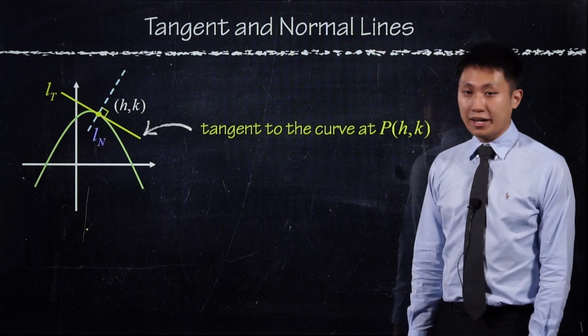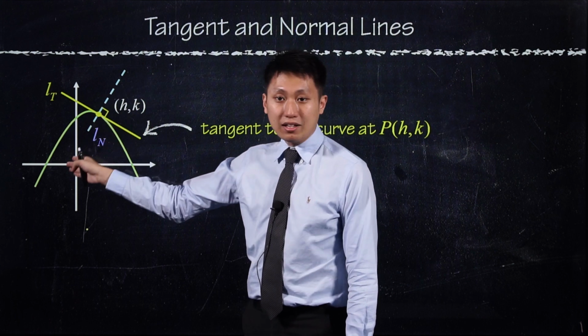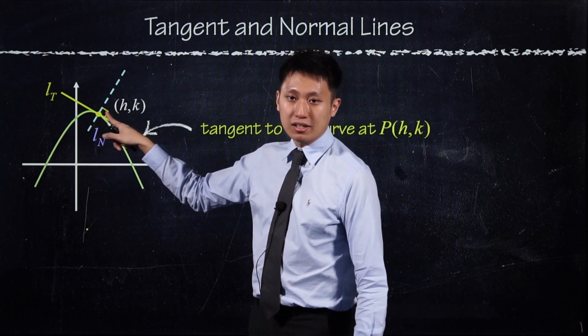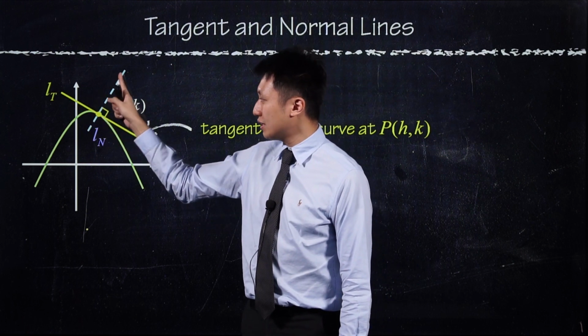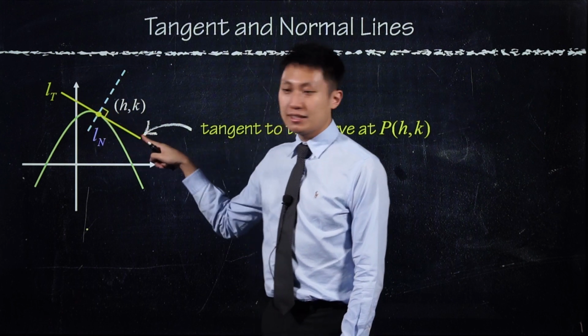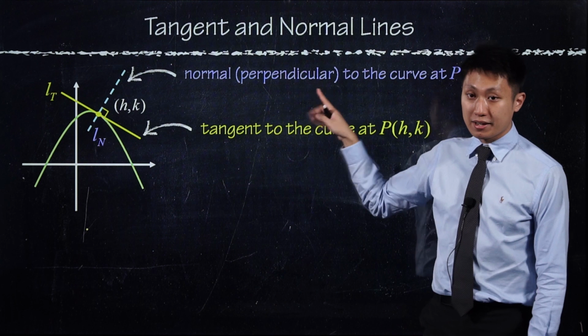Okay, how about normal line? Normal line is the line that is chopped into the curve, and it's perpendicular to the tangent line. Okay, so you see this and this, they are perpendicular. So normal line and tangent line, they are perpendicular. So this is normal line.